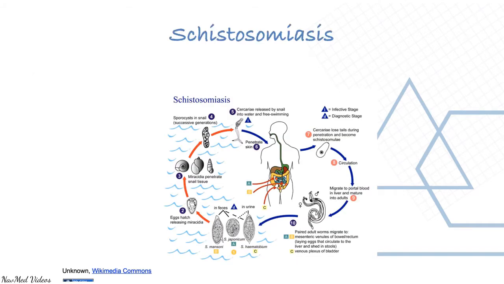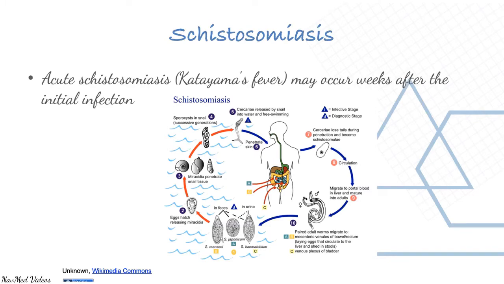Schistosomiasis or bilharzia is a snail-transmitted waterborne parasitic ailment. Hookworm or soil-transmitted infection is caused by nematode parasites. Okay, so this is how Schistosomiasis develops. Acute Schistosomiasis or Katayama fever may occur weeks after the initial infection.